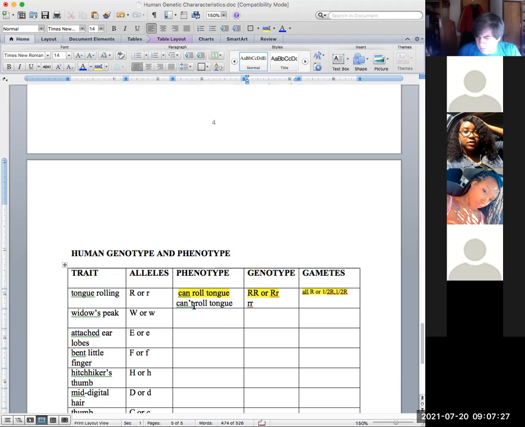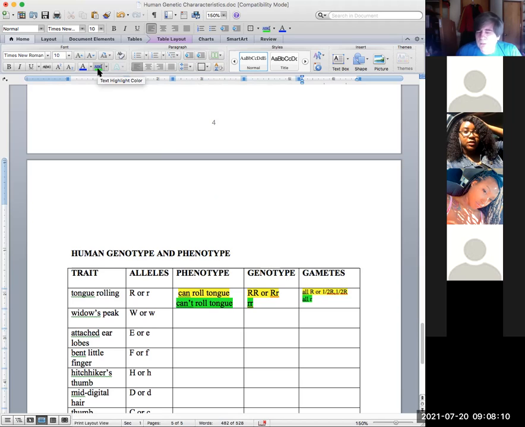If you can't roll your tongue, then your genotype is little r, little r. All your gametes are little r. So if you can't roll your tongue, you should have this section that's highlighted in green written down. So you should have either that top line written down here or the bottom line.